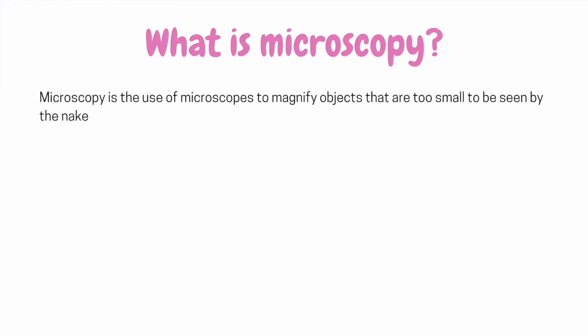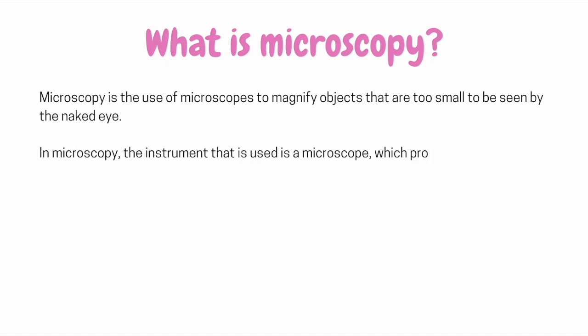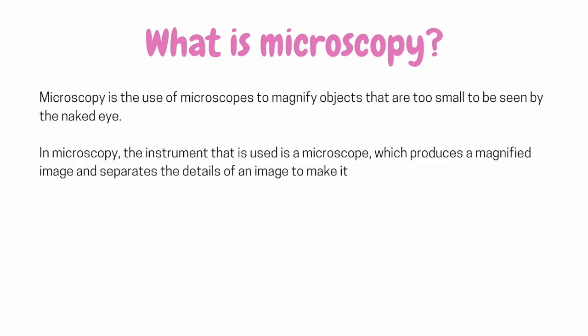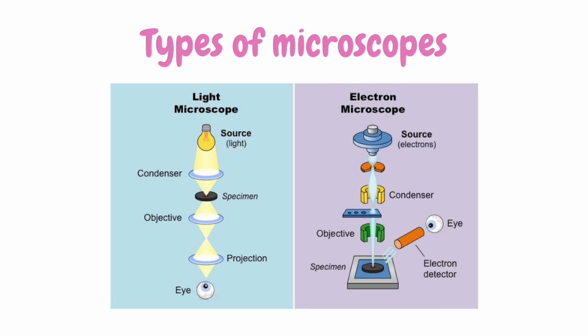Microscopy is the use of microscopes to magnify objects that are too small to be seen by the naked eye. Microscopy uses a microscope to produce a magnified image and separate the details of this image to make it visible to the naked eye. There are two main types of microscopes: a light microscope and an electron microscope.